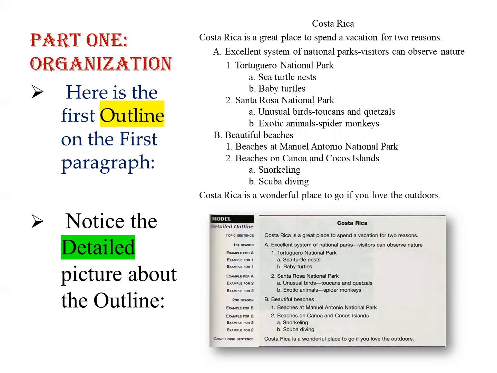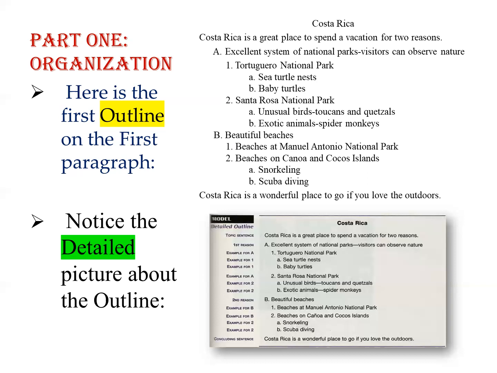Notice that for the first example, which is beaches at Manuel Antonio National Park, there are no related examples because I didn't mention them in the paragraph. So we don't put anything here. We put only for the second example. Then I finish my outline by putting the concluding sentence.